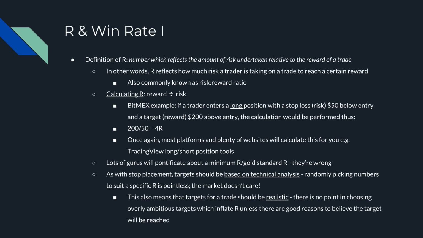Very simple, but again, let's use an example for BitMEX. A trader enters a long position with a stop loss, which is your risk, $50 below entry, and a target, so the reward, $200 above entry. The calculation would be quite simple. We take the reward of 200 and divide it by the risk of 50 to get our R, which is 4R in this example. And once again, most platforms and websites will calculate it for you.